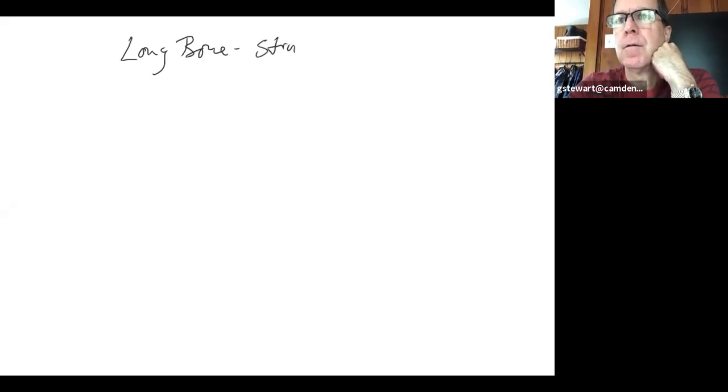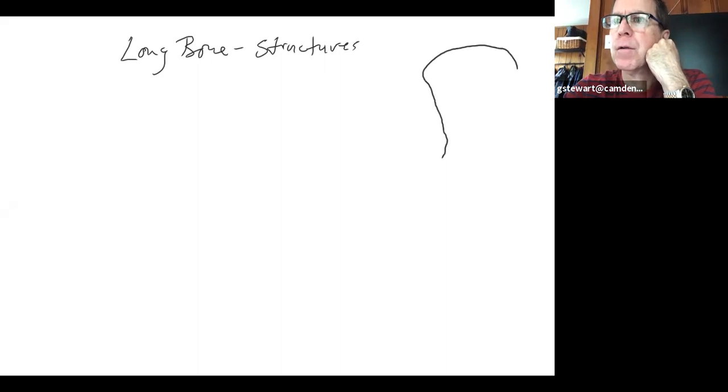And do in more detail a typical long bone structure, okay? And I'm going to identify different specific individual structures within this. So I'm just going to quickly draw a generic long bone.